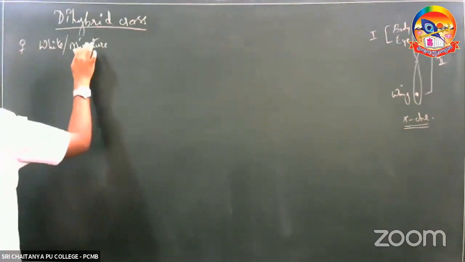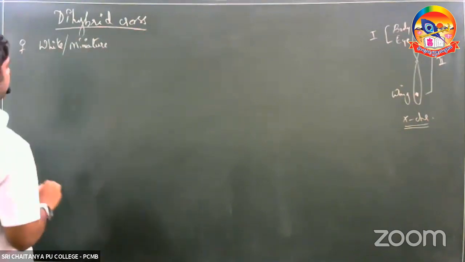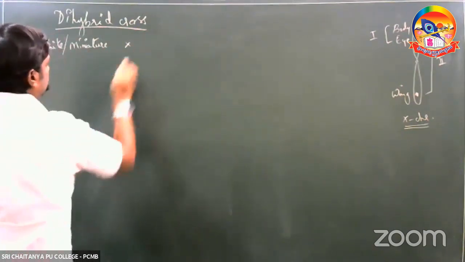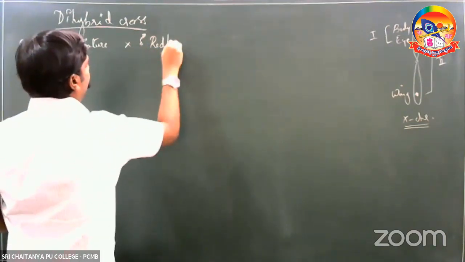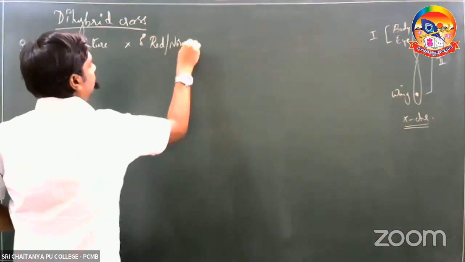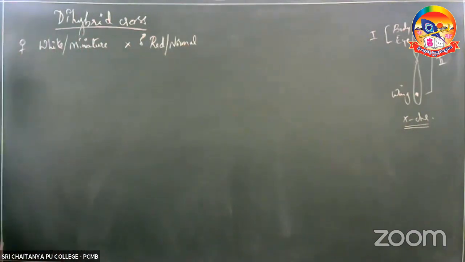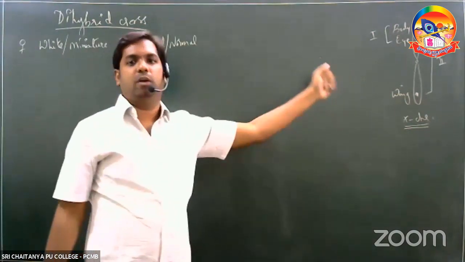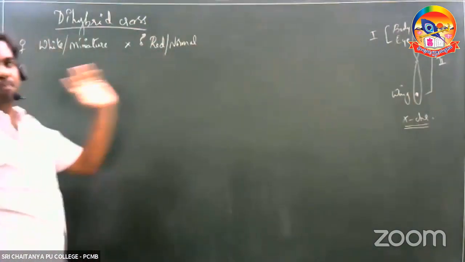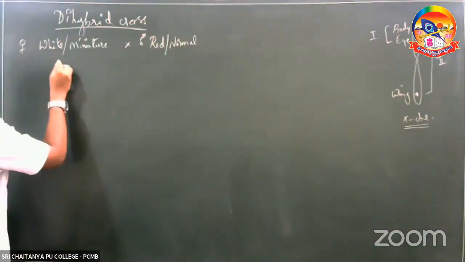Miniature wings. Right. Now, this female was crossed with a male individual having red eye and normal wings. Now, again, I told you that all of the characters which were chosen by Mendel were located on the X chromosome only. So let us see the genotype of these particular individuals.